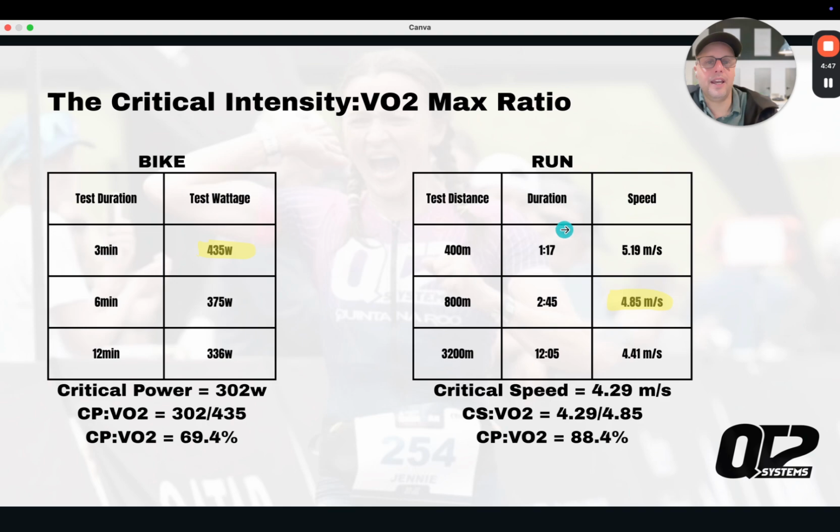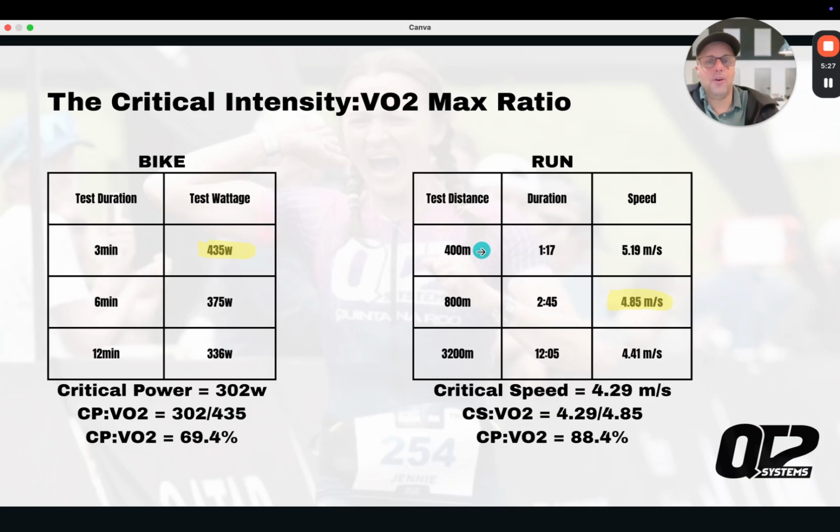On the run, we have a test that's about 90 seconds long, a short test, a test that's somewhere in the range of 2.5 to 3 minutes long, a medium test, and a test that's within the range of 10 to 15 minutes long, which is in this case 12:05. For this particular athlete, that was a 400 meter, an 800 meter, and a 3200 meter. What I recommend is that you choose the distance for the test on running that will land the athlete around these time frames, that 90 seconds, 2.5 to 3 minutes, 10 to 15 minutes.